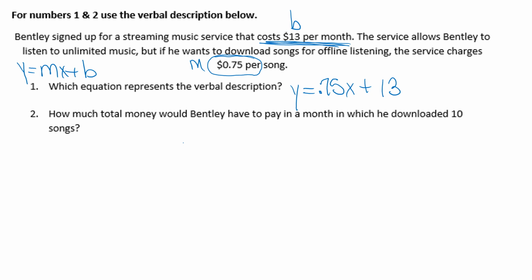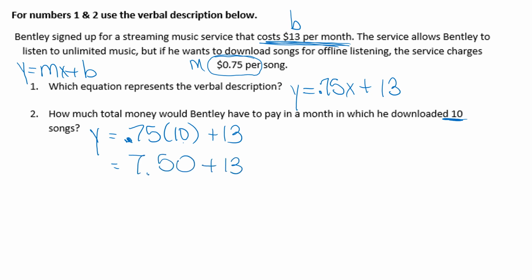Question number 2 says, how much total money would Bentley have to pay in a month in which he downloaded 10 songs? So you're going to take that value of 10, the number of songs he downloaded, and you are going to substitute that for that x variable. So our equation then would be y equals 0.75 times 10 plus the $13 that was his monthly charge. Go ahead and do your 0.75 times 10, which is $7.50. Add 13 to that. And so he's going to end up paying a total of $20.50.